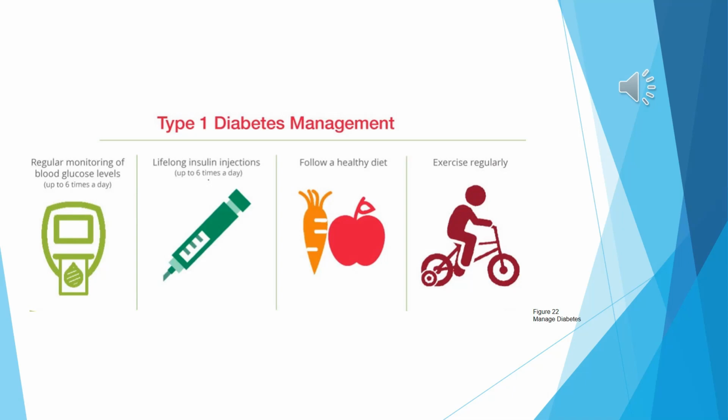This helps in adjusting insulin doses, understanding patterns, and making appropriate lifestyle changes. Regular insulin injections or insulin pump therapy is required to control blood sugar levels. Following a balanced diet with a focus on carbohydrate counting, portion control, and consistent meal timing is crucial.